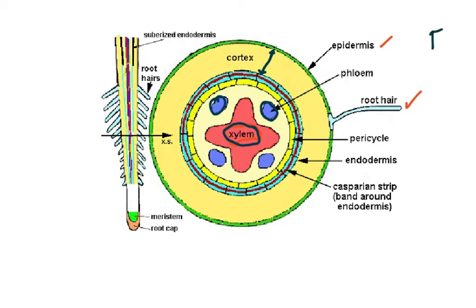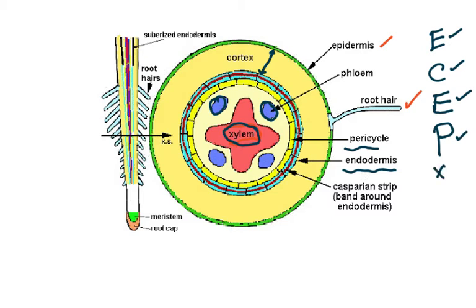So epidermis first, then we have the cortex, and then we have a structure which is known as the endodermis, and then just inside, inner to the endodermis, is the pericycle. So how to remember it? Number one, epidermis, cortex, endodermis, and then pericycle, and then of course you have the xylem and the phloem. So in order to remember it, you need to remember it in some sequence.